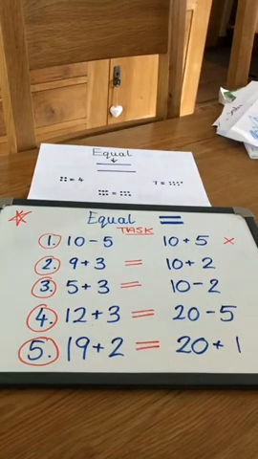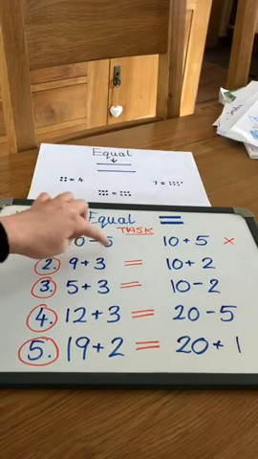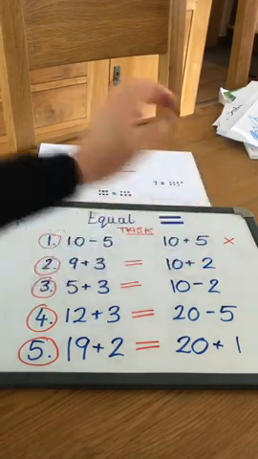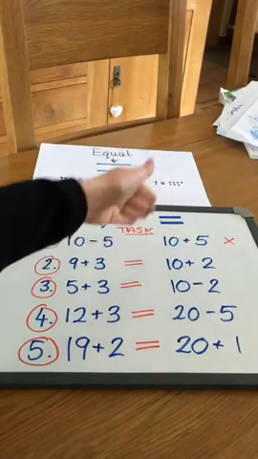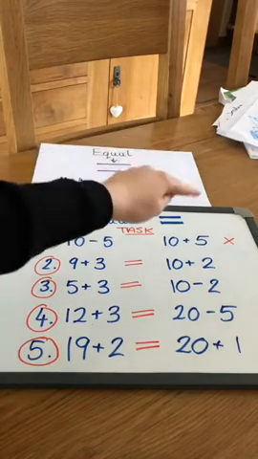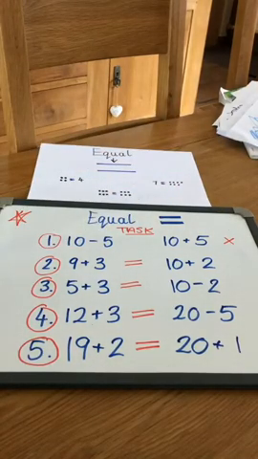So here are the answers. We'll quickly go through them together. So 10, take away 5. 10 in your head, take 5 away, gives you 5. 10, add 5. We know we have 10. We can add on 5 easily to get to 15. So that's not the same. 5 and 15 are not the same, so they're not equal.